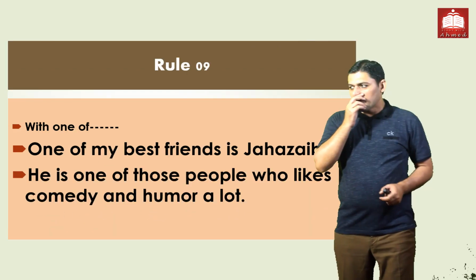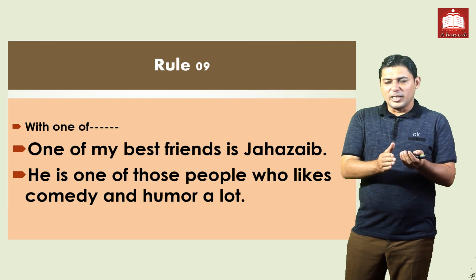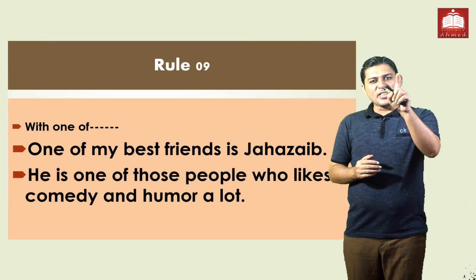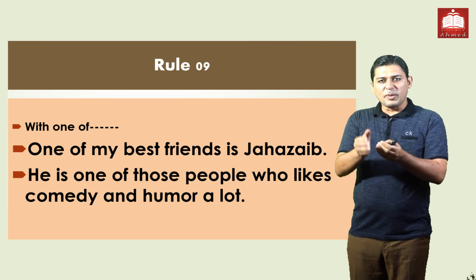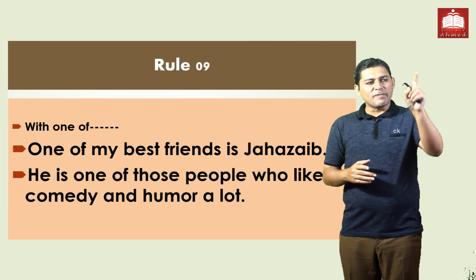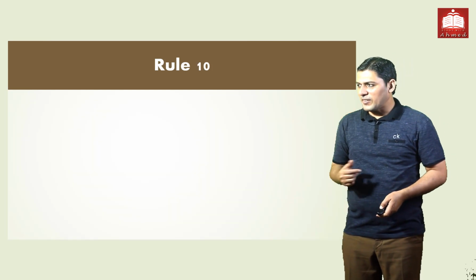Is use किया. So he is one of those people who likes. So likes से यहाँ पे like नहीं है. Reason is we are discussing one person, he. So those people means maybe 50, 60, 70, 100 people. So we are discussing one of them. Right? We are discussing singular.